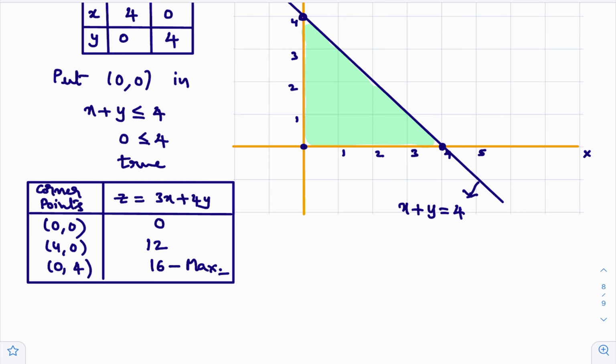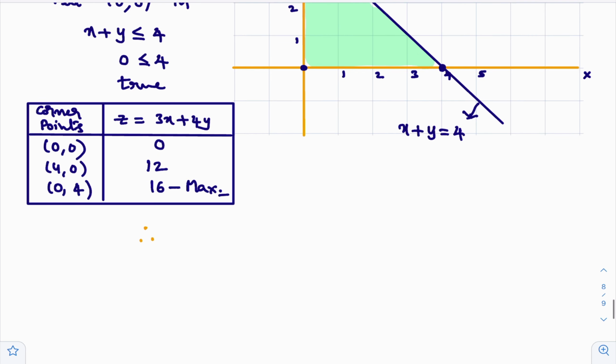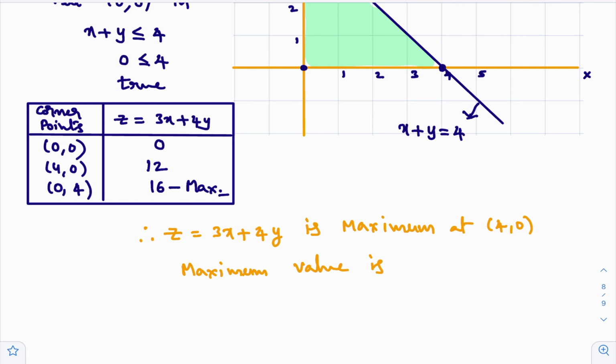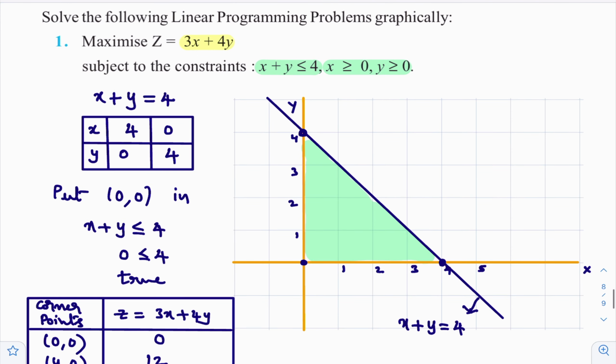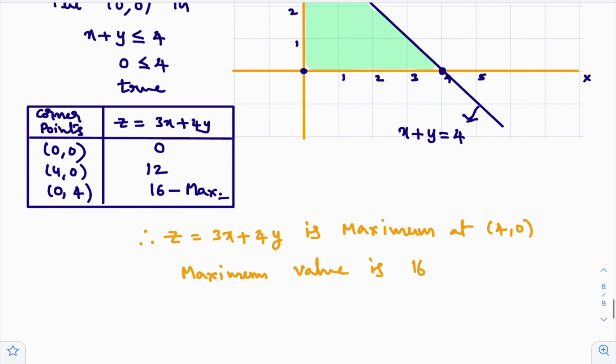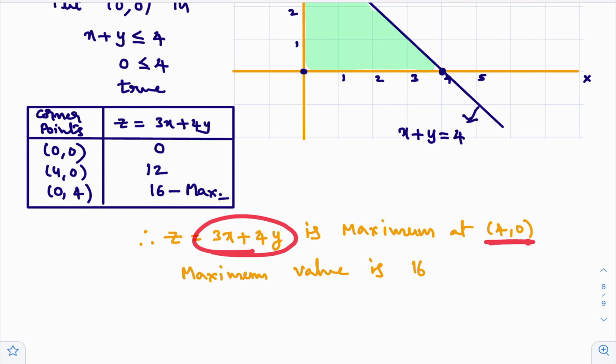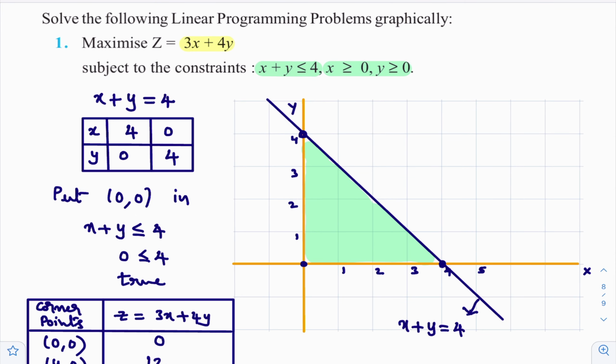So what I'll write here: final conclusions. Therefore, z equal to 3x plus 4y objective function is maximum at 4, 0. And what is the maximum value? Maximum value is 16. What are they asking in the question? They are asking us to maximize this objective function under these constraints. So we got that this objective function is maximum at this point and its maximum value is 16. I hope you understand the solution of this problem.